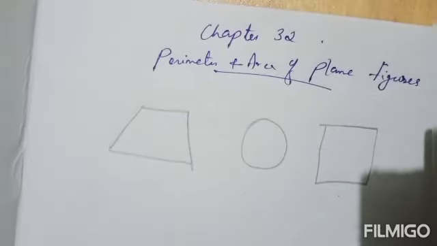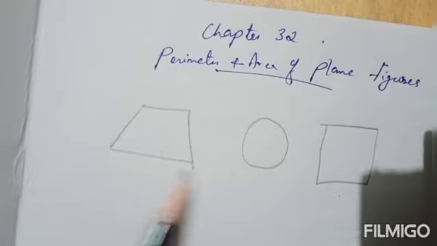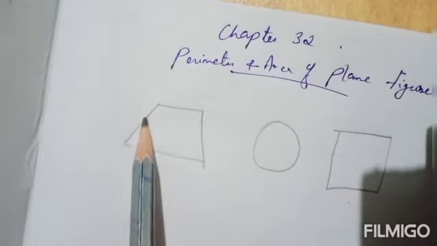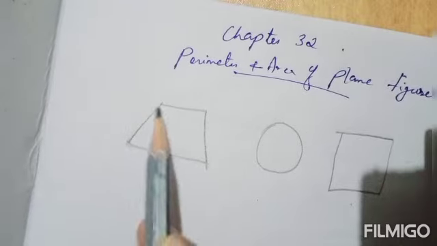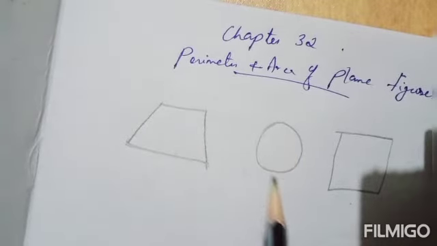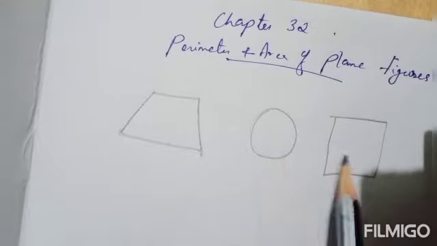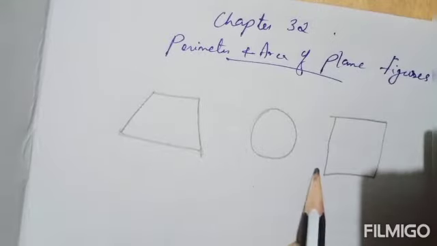So our next chapter is chapter 32, perimeter and area of plane figures. First topic, closed figure. Any geometrical plane figure bounded by lines, straight or curved, is called a plane closed figure. That is, any figures that are made up of lines, that are bounded by lines. Those lines can be straight or curved. In case of circle, it is curved. These figures are called plane closed figures.